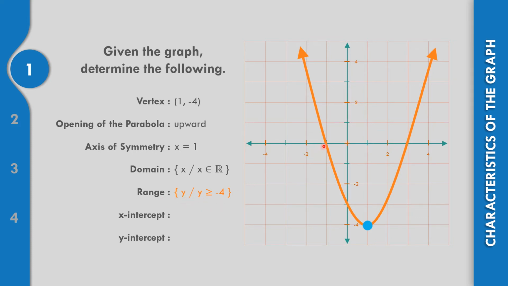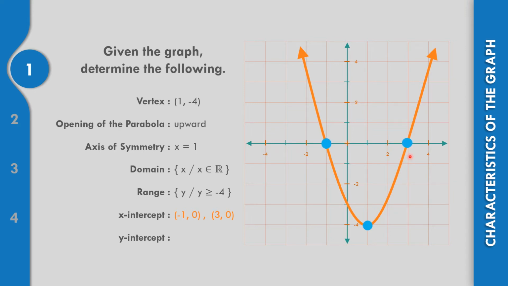How about the x-intercept? This is the x-intercept of the graph. This one is negative 1, and dito nag-touch siya sa x-axis, that is positive 3. So the x-intercepts are (-1, 0) and (3, 0).